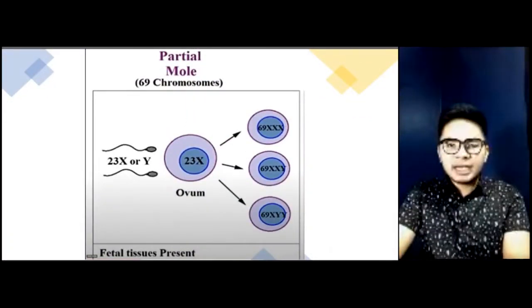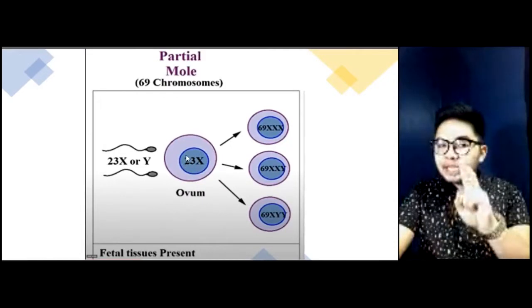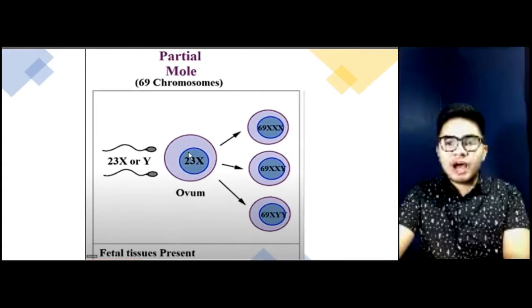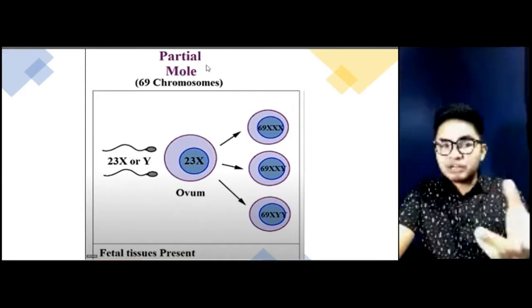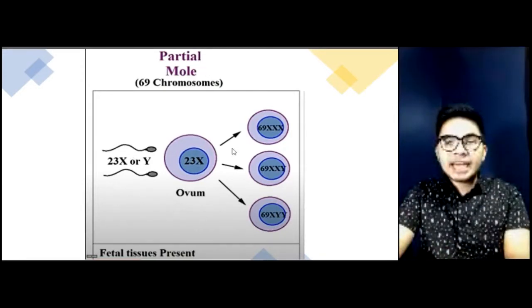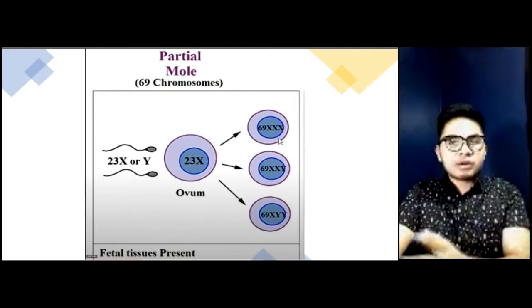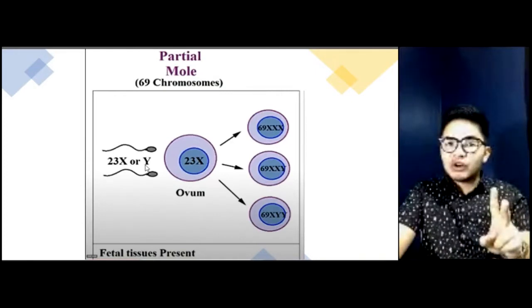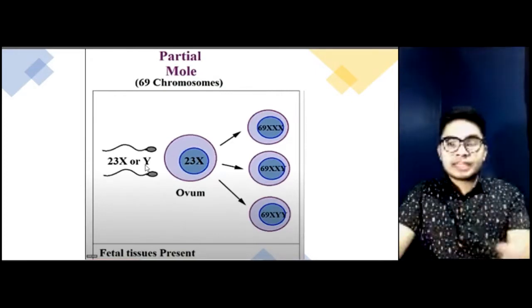Now, here in the partial molar pregnancy, one egg is fertilized by not one but two sperm. Normally, in the anatomy and physiology of our reproductive system, one egg should be fertilized by one sperm. But in partial molar pregnancy, one egg is being fertilized by two sperm. The normal chromosome of sperm is 22 plus 1, so that is a total of 23 chromosomes.